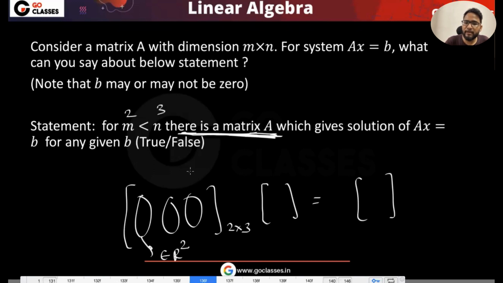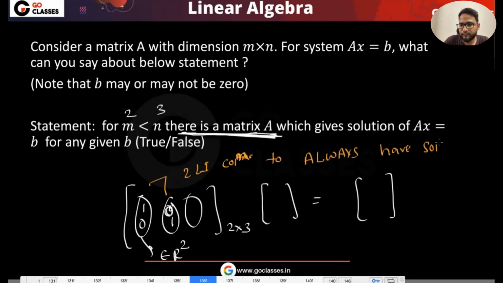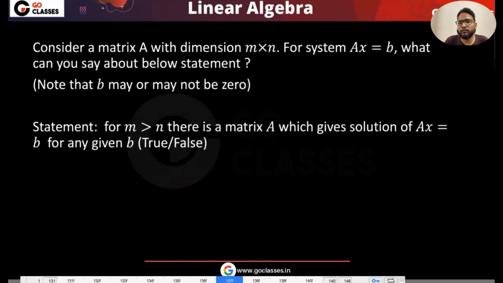I think you can have, right? You can just have a matrix which is having 1 0 0 1, and this could be anything. This will always give the solution, because you just need 2 linearly independent columns to always have the solution. Everyone understood this? Now let's move to the next question.